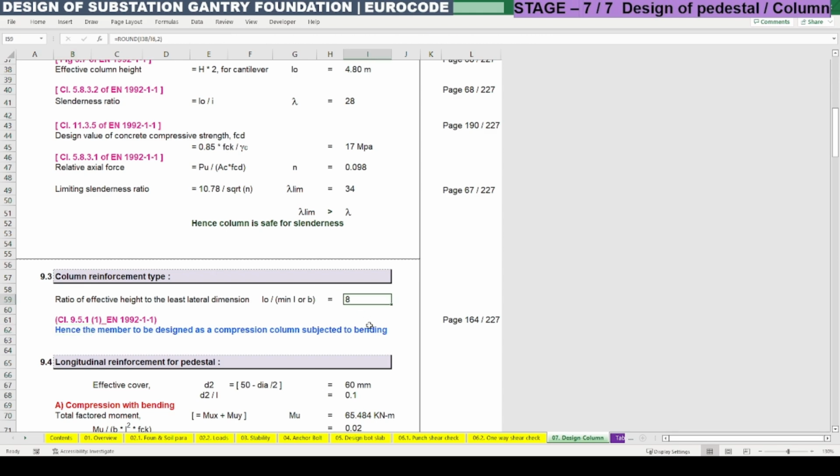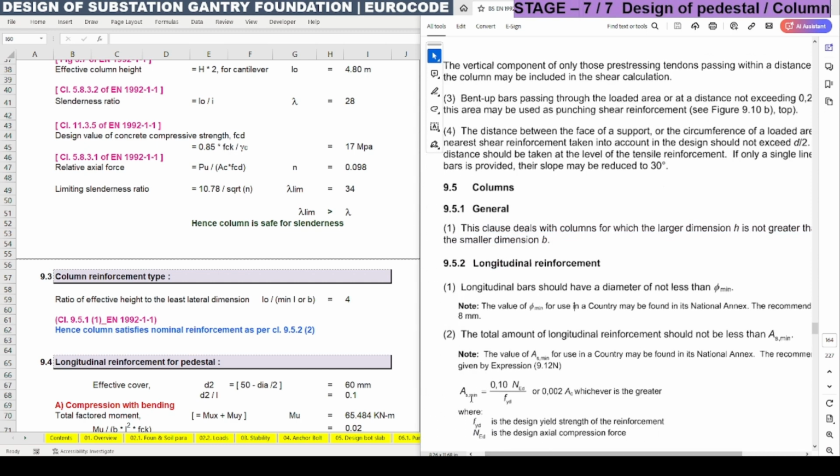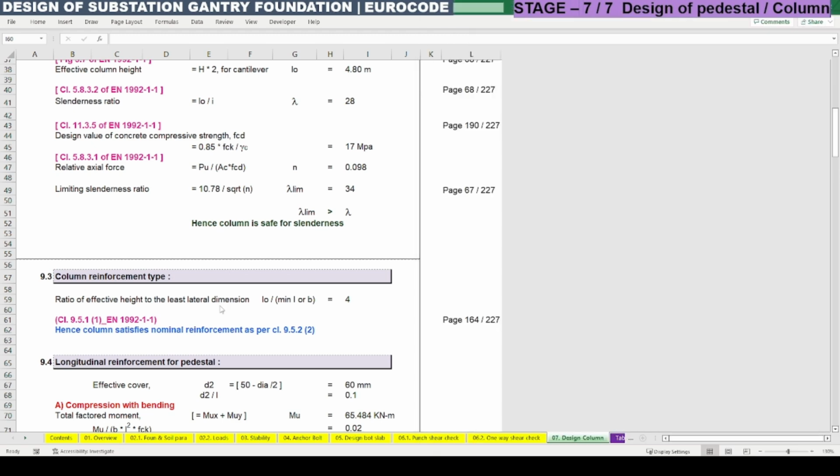Suppose it is 4 or less than 4, then the column satisfies nominal reinforcement as per clause 9.5.2 in note 2. So the note 2 is very simple. We can directly apply the vertical compression load NED multiplied with 0.1 and divided by FYD. Then we will get the reinforcement requirement for that. But in our case the value is 8, which is greater than 4. Hence we need to do the compression combined with bending and the tension combined with bending. So some tedious work we need to do in order to calculate the reinforcement.